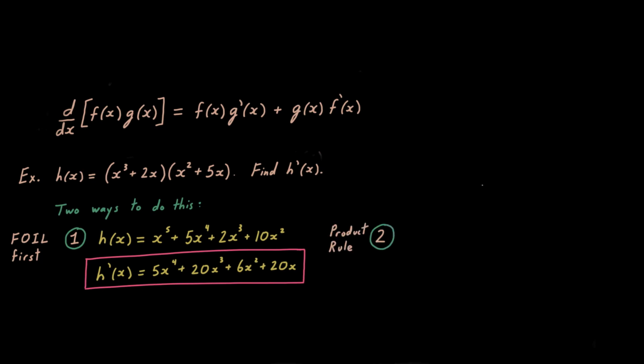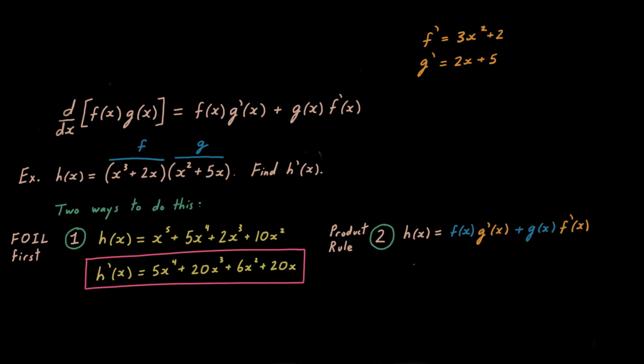And it goes like so. Looking back at our function h, I'll label that first x term f, and that second x term g. So f is x cubed plus 2x, and g is x squared plus 5x, and those give us f prime and g prime up top with a simple power rule application. Now we stick them in our product rule, fg prime plus gf prime, and we get this.